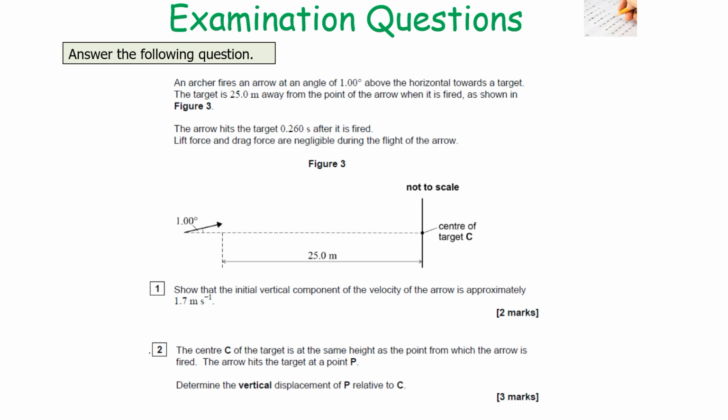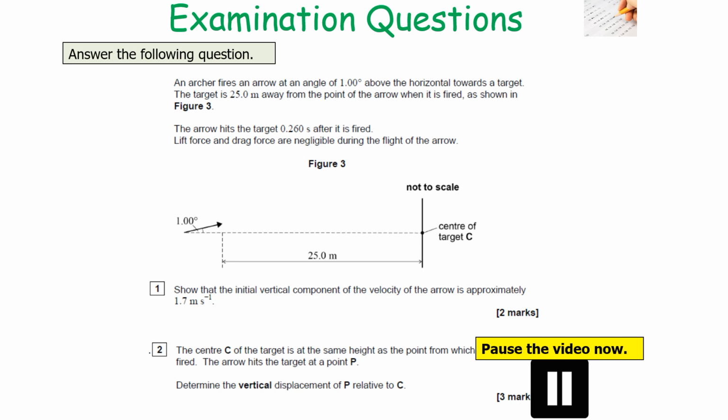An archer fires an arrow at an angle of 1 degree above the horizontal towards a target. The target is 25 meters away from the point of the arrow when it's fired. The arrow hits the target 0.20 seconds after it's fired. The lift force and drag force are negligible during the flight of the arrow. First, show that the initial vertical component of the velocity of the arrow is approximately 1.7 meters per second. Then the center C of the target is at the same height as the point from which the arrow was fired. The arrow hits the target at point P. Determine the vertical displacement of P relative to C. So pause your video now, then unpause the video when you want to go through your answer.